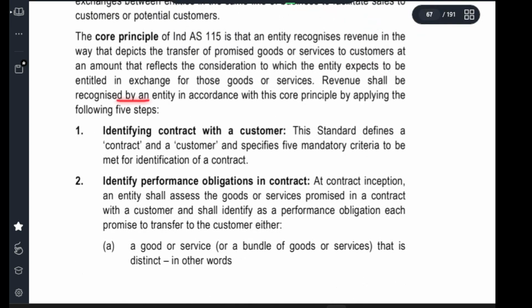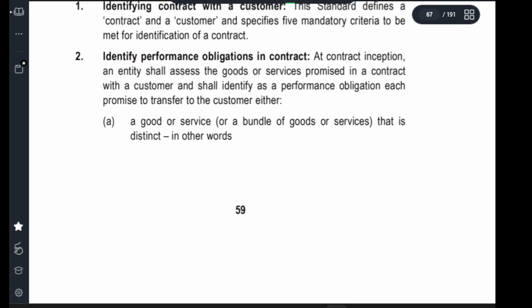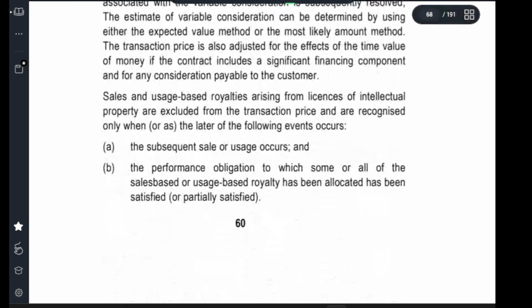The revenue shall be recognized by the entity in accordance with the core principle by applying five steps. First, identify the contract with the customer. Second, identify the performance obligations. How much performance they have conducted. Third, determine the transaction price. What is the price agreed upon? What is the stage of price, and can we recover it?